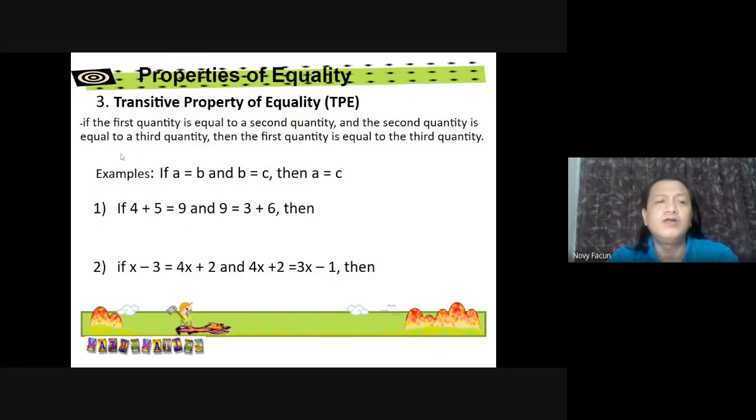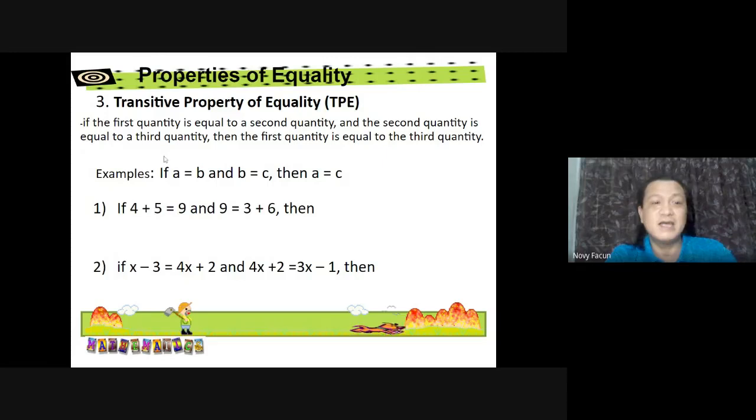Another property is the transitive property of equality or the acronym is TPE. Ito naman, if the first quantity is equal to a second quantity and the second quantity is equal to the third quantity, then ang conclusion natin dyan, yung first quantity is equal doon sa third quantity mo. So, example natin yung formula na if A equals B and B equals C, then A equals C. Titignan mo lang yung first tsaka yung last mo.